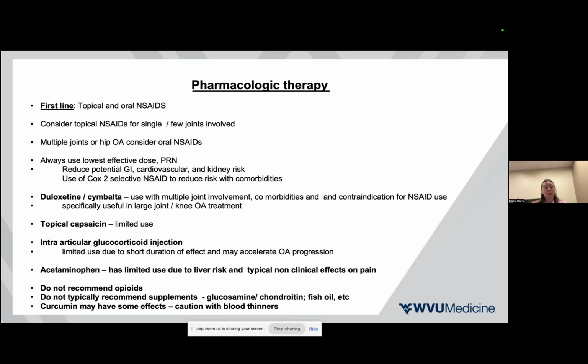Again, we have to be cautious when using this, and more specifically with some of our patients who are on blood thinners, because again, it has that anti-inflammatory property similar to our NSAIDs. Those risks could be similar. So when patients are using those and they are on blood thinners, just ask them to proceed with caution.